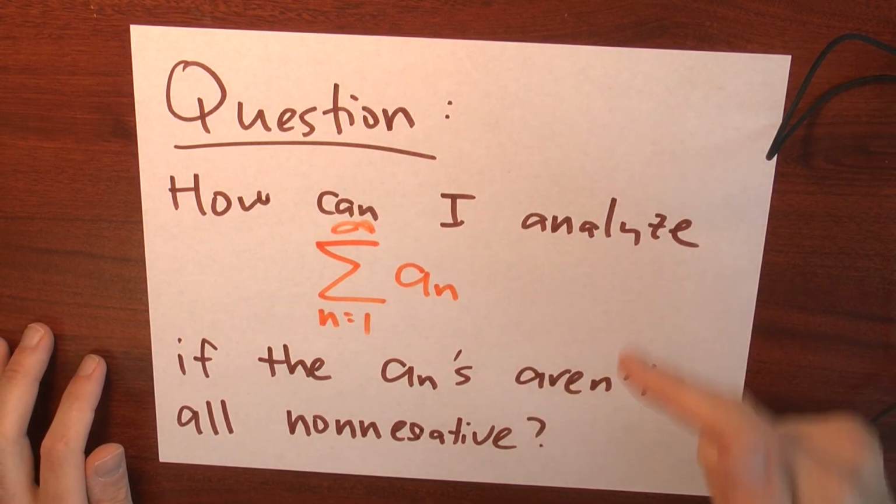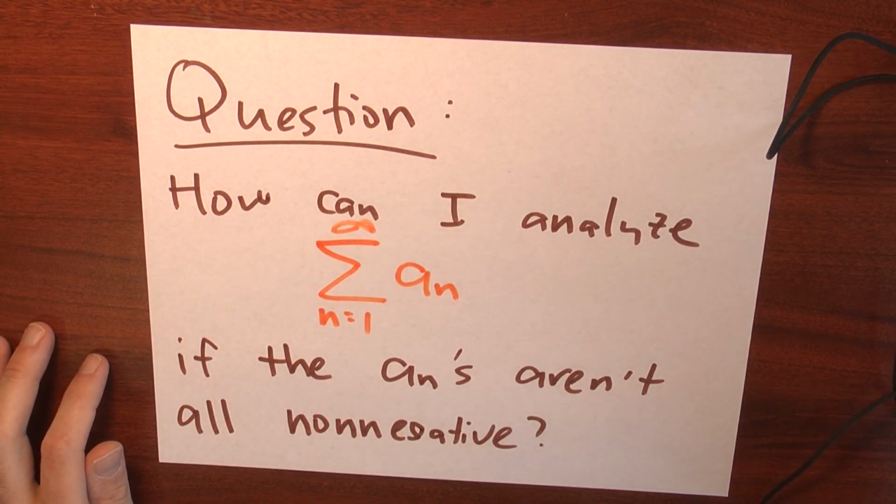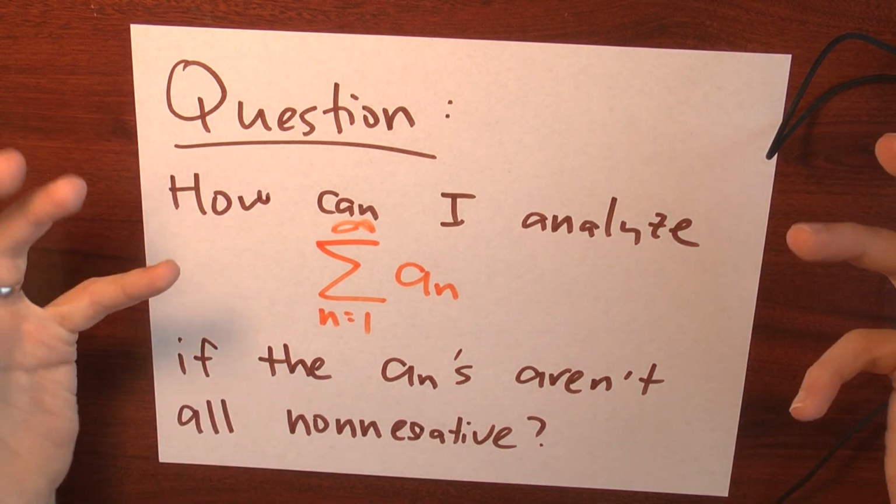Now, that raises a question. How can I analyze a series if the terms in the series aren't all non-negative? And indeed, that very question is going to be a major theme for what is to come. What are we supposed to do with series when some of the terms are positive and some of the terms are negative?